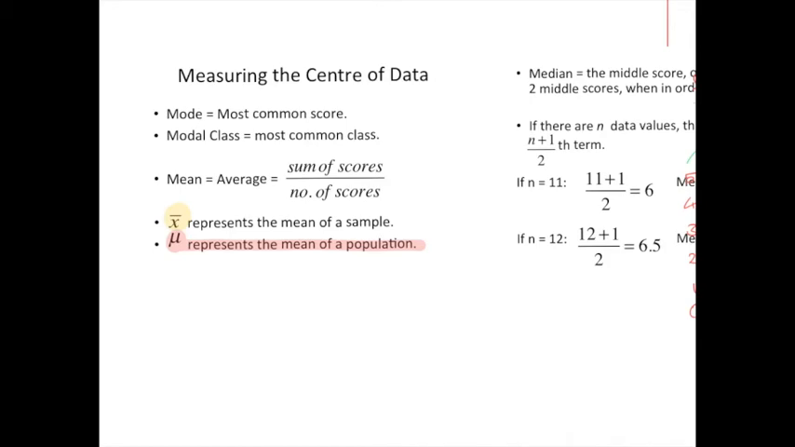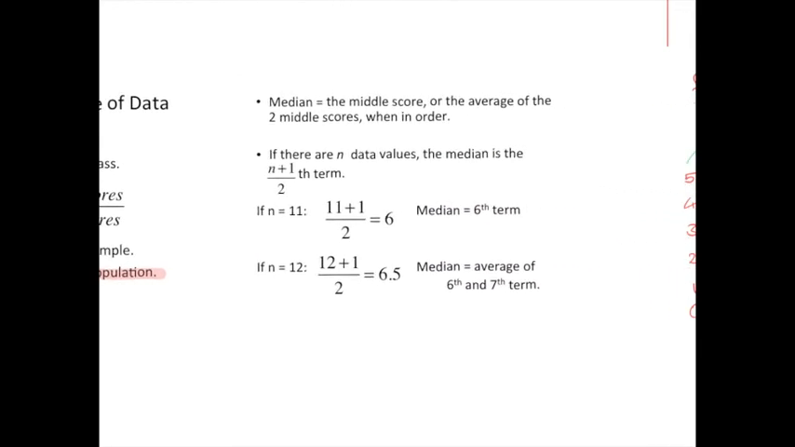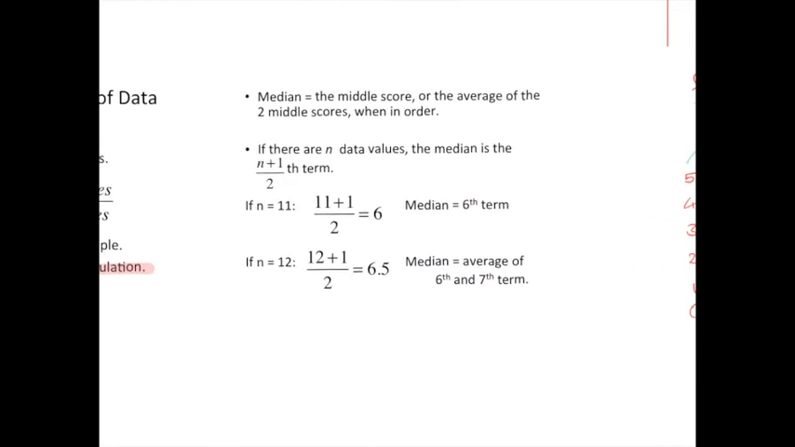Now, the median equals the middle score, or the average of the two middle scores, when the scores are in order. Does that ring a bell? So for instance, if I had this short data, 1, 2, 4, 5, and 8, what's the middle score? The one in the middle. 4, that is the median.